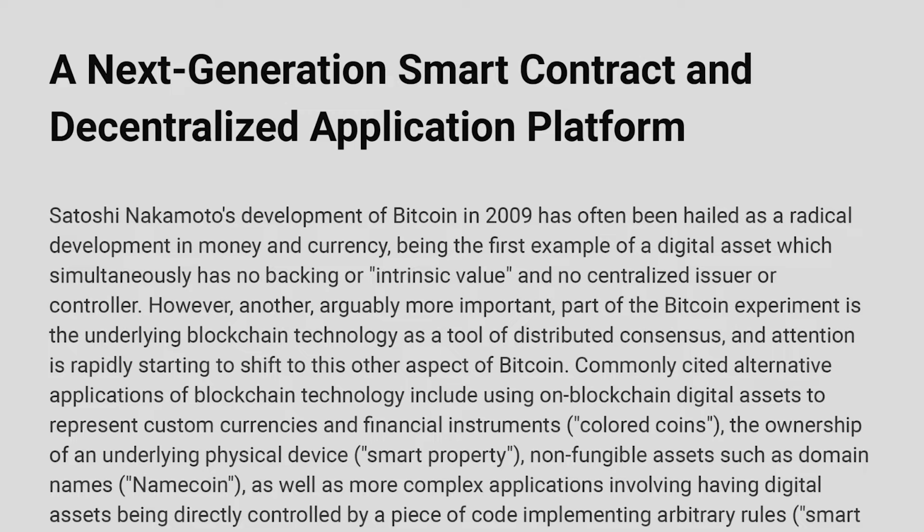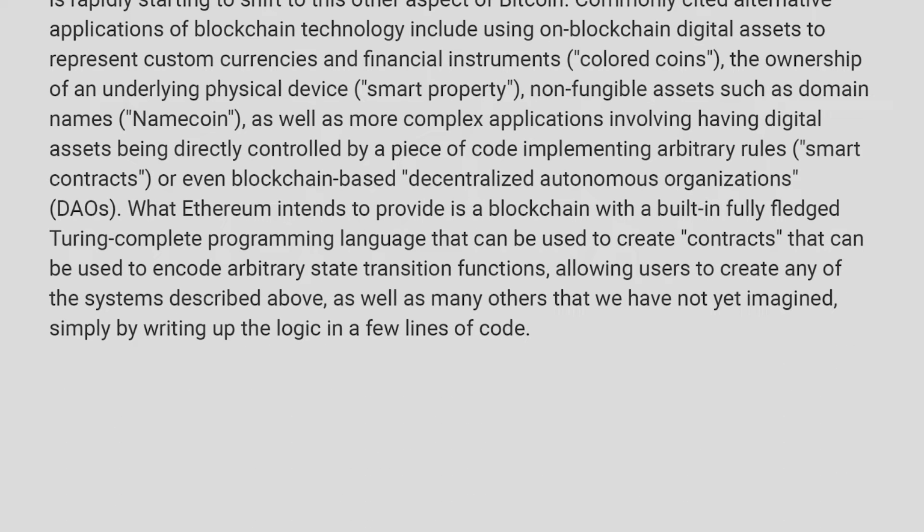Commonly cited alternative applications of blockchain technology include using on-blockchain digital assets to represent custom currencies and financial instruments, colored coins, the ownership of an underlying physical device, smart property, non-fungible assets such as domain names, Namecoin, as well as more complex applications involving having digital assets being directly controlled by a piece of code implementing arbitrary rules, smart contracts, or even blockchain-based decentralized autonomous organizations, DAOs.